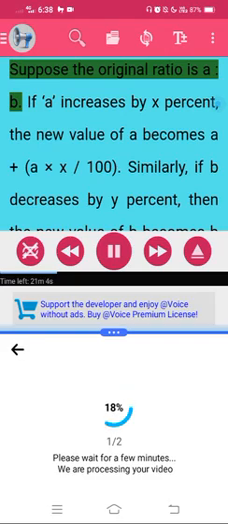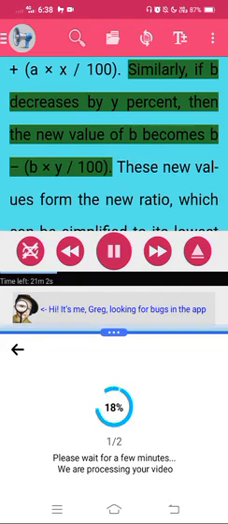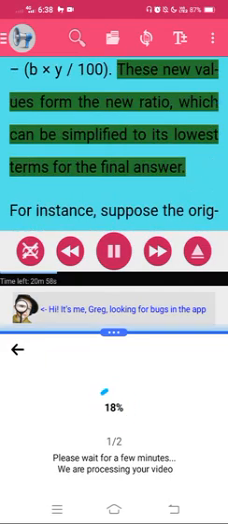Suppose the original ratio is a:b. If a increases by x%, the new value of a becomes a plus a times x over 100. Similarly, if b decreases by y%, then the new value of b becomes b minus b times y over 100. These new values form the new ratio, which can be simplified to its lowest terms for the final answer.